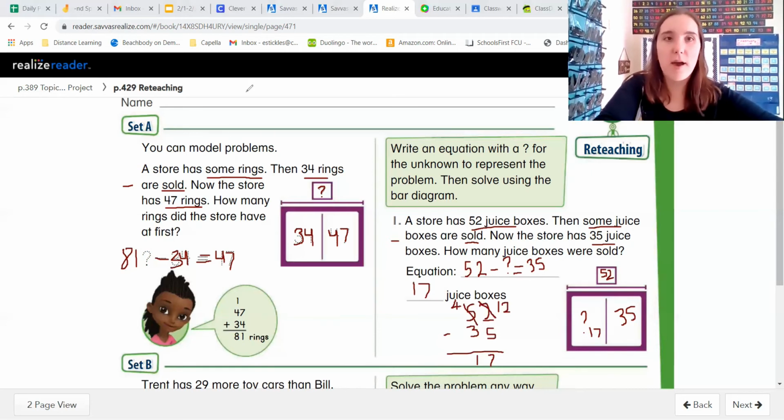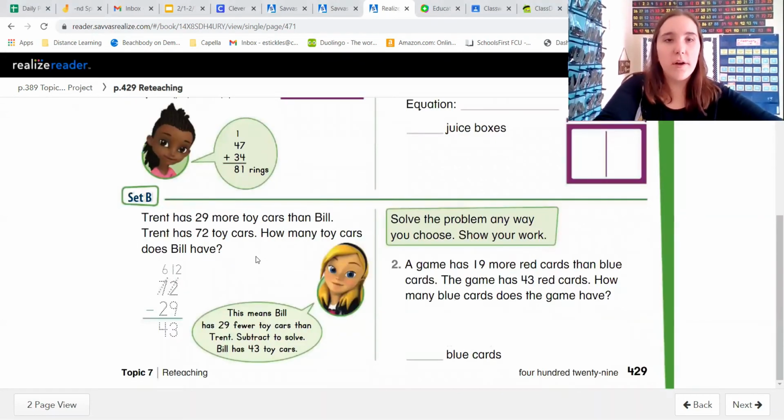Let's go look at the bottom half of the page. Okay, over here on the left, it says Trent has 29 more toy cars than Bill. Trent has 72 toy cars. How many toy cars does Bill have? This is a pretty easy problem.